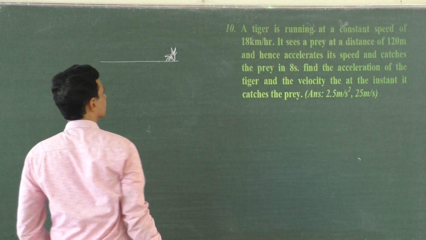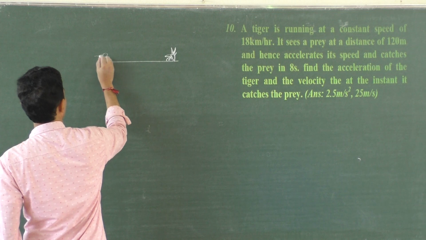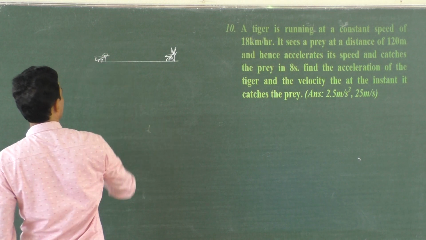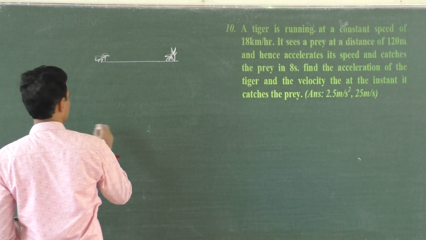Its ears. A small rabbit. And the tiger is here. How do I draw the tiger? Okay, its two whiskers. Okay. The tiger has to run. A tiger is running at a constant speed of 180 km per hour.